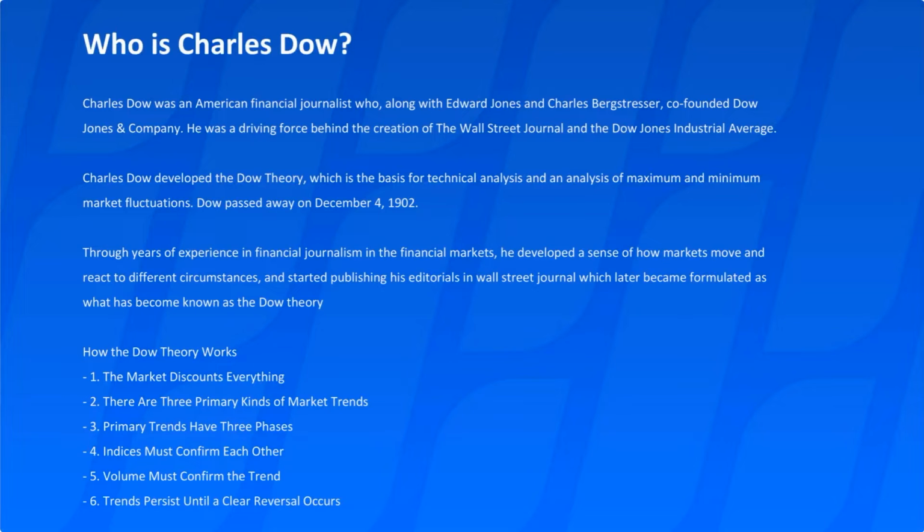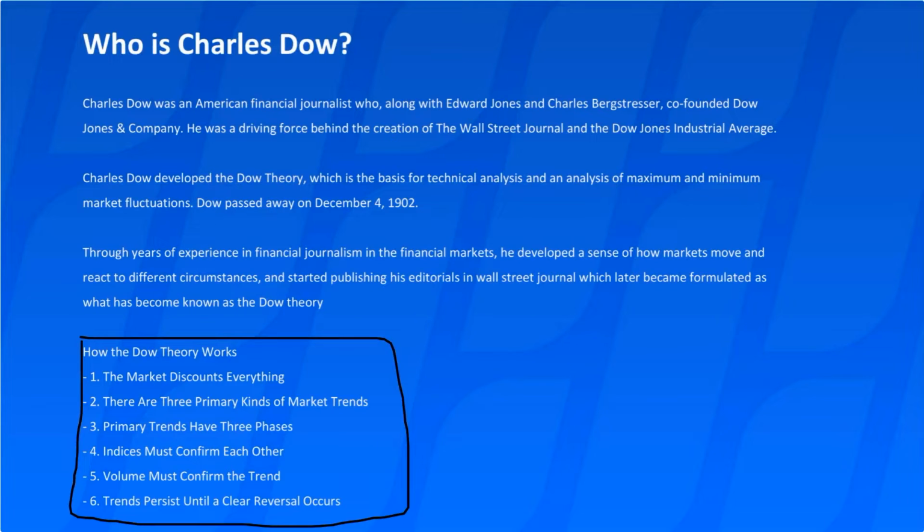After his death, one of his friends, whose name was Robert Rhea, started to collect his thoughts and his editorials and what he published in the Wall Street Journal, and he formulated the Dow Theory. He wrote down some basic tenets of the Dow Theory in 6 points written down here. Those are the Dow Theory basic tenets that we use till today.